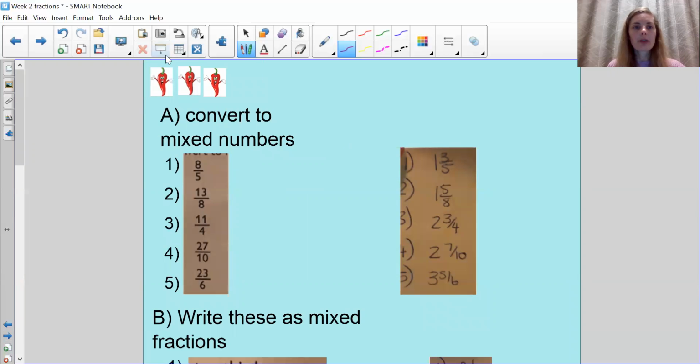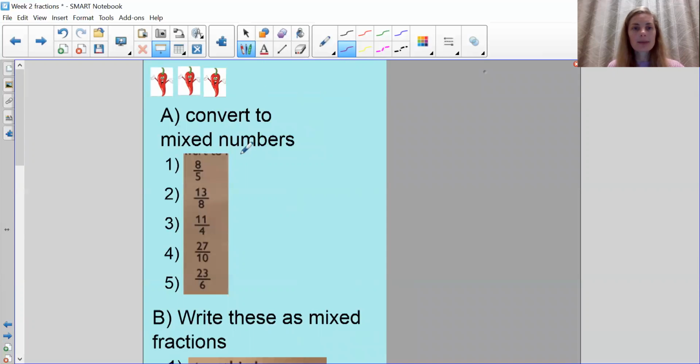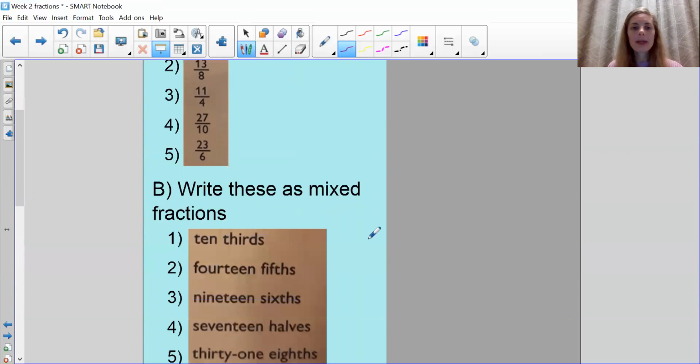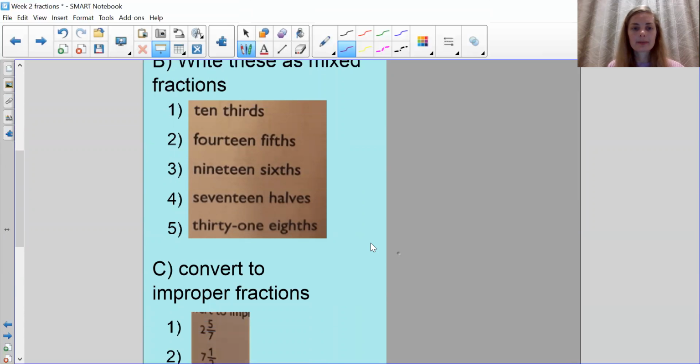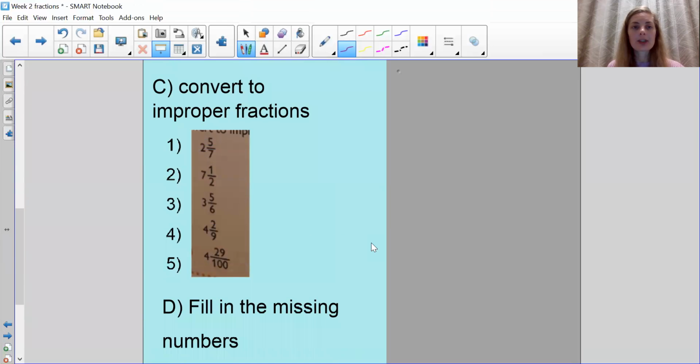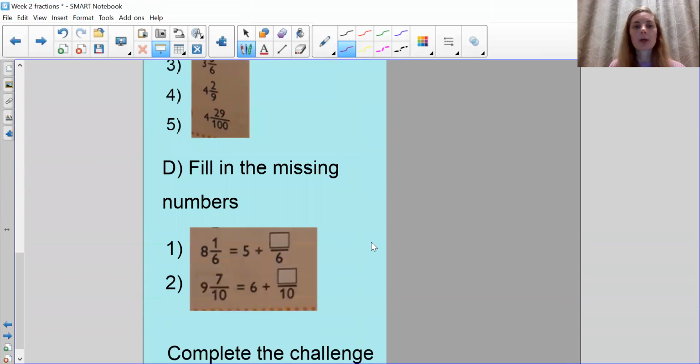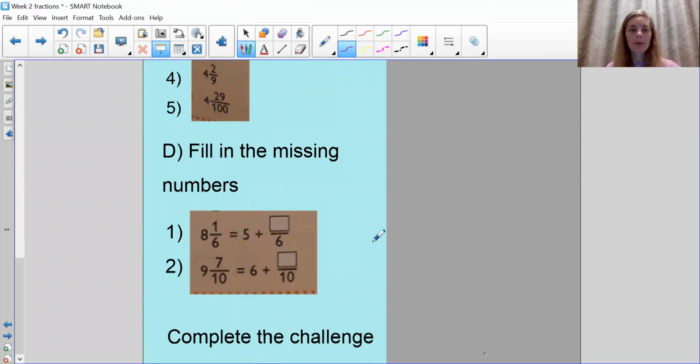Right, those of you who are doing 3 chilies, let me just get that. Those are the answers. You can pause the video at any time you need. So these are your questions. The first one, you're going to convert these numbers to mixed numbers for me. B is write these as mixed fractions. And then C is convert to improper fractions. And the last one, D, is fill in the missing numbers that go at the top here. Okay, so have a go at those.